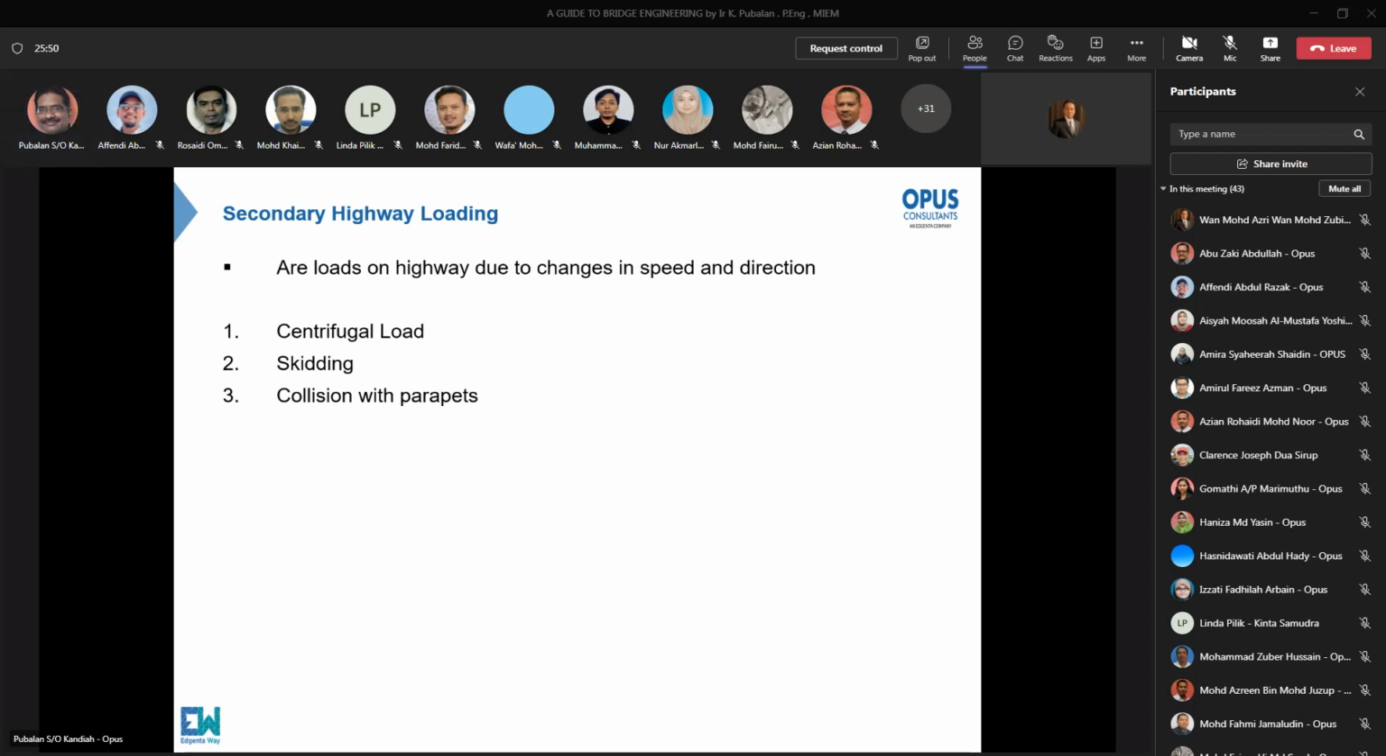Okay. Number 2 is for skidding. You need to check it for skidding. But basically, if you've already considered HA, HB, good enough, like what I've said just now, it should be okay. Collision of parapet is different. This you've got to analyze separately, depending on what parapets you want to use, which we'll see later on as well.